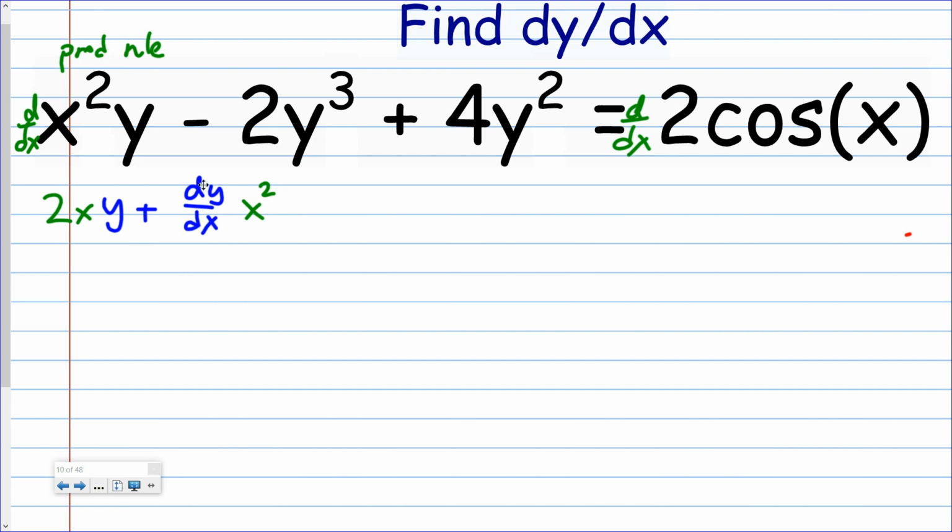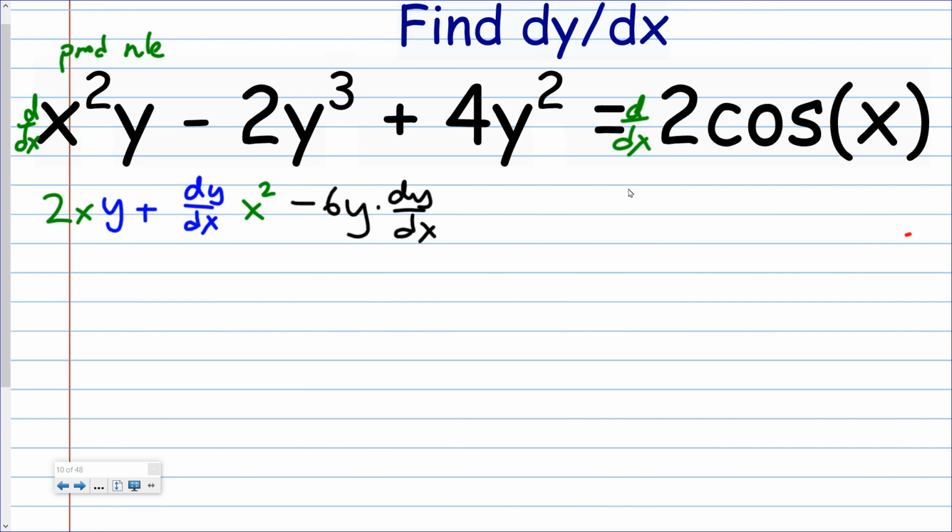Okay, do you see why I have a dy dx there? Do you see why I don't have a dy dx here? Okay, because I didn't take the derivative of anything with a y. All right, let's go to the second term. The second term is the derivative of negative 2y cubed. What's that going to be? Negative 6y, right? But what do I need, guys? dy dx. It's just a multiplication by dy dx.